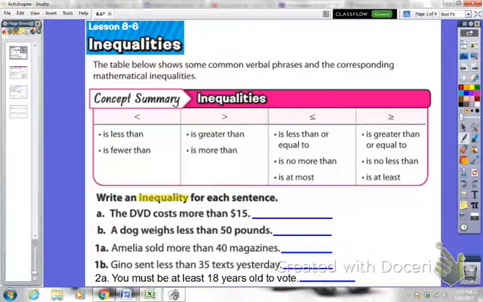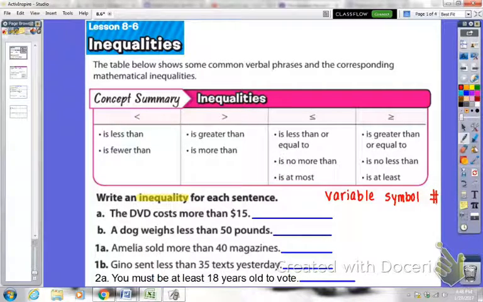The third one, some keywords to look for are is less than or equal to, is no more than, or is at most. And the last one is greater than or equal to, is no less than, or at least. So we're going to look at some sentences and write an inequality for each sentence. An inequality has three parts. It starts with a variable, it has a symbol, and then it also has a number.